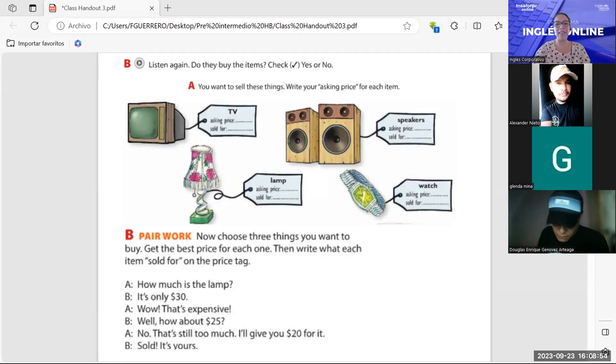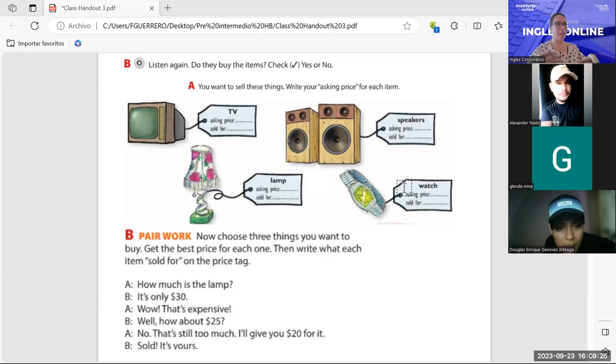Se dice bargain. Para regatear, ven en la parte B donde dice: how much is the lamp? It's only 30. Y el comprador dice, wow, that's expensive. Y el vendedor es como, well, how about 25? No, that is still too much. I'll give you 20 for it. That's all, it's yours.